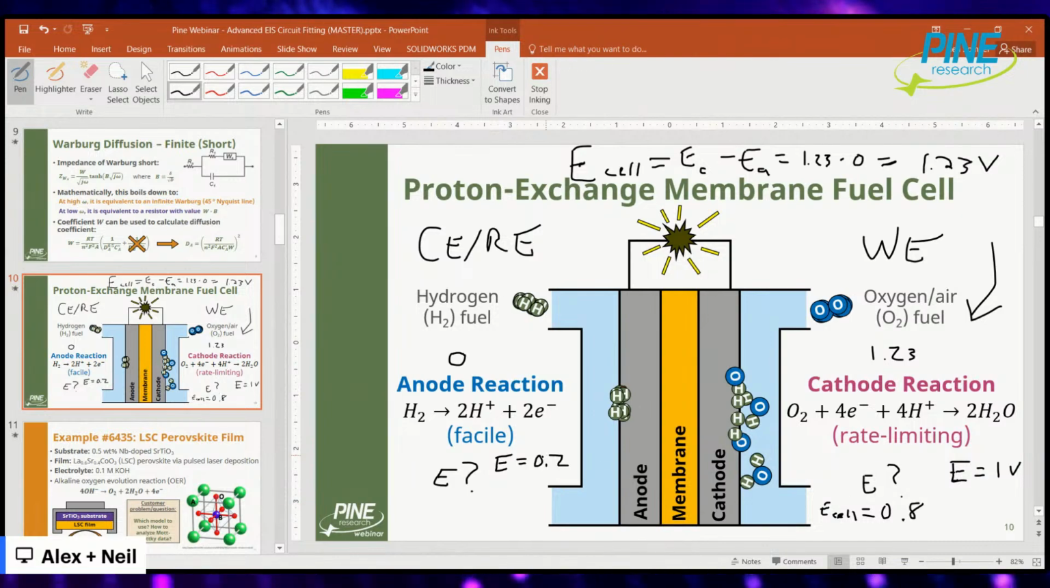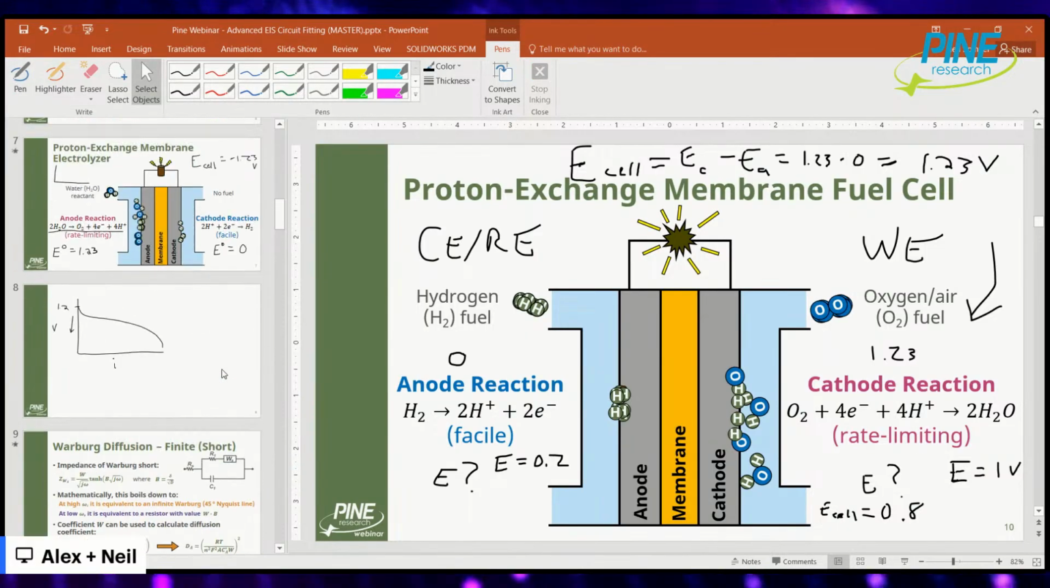Well, what does that mean? Well, my E at my cathode is less than 1.23, which means it's driving the reduction reaction, which is what I want to do. That's the oxygen reduction reaction. At the anode, it's greater, so it's driving the oxidation, which is this reaction producing protons and electrons. So that's what we're doing.